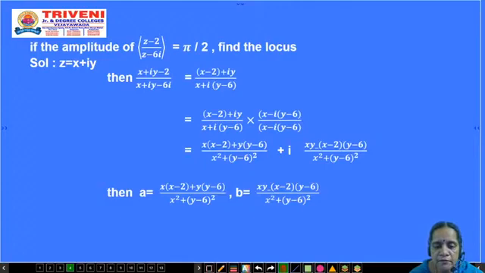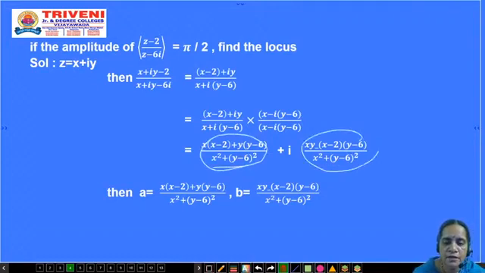The real part will come one side and the imaginary part this side. What is the real part here? X into x minus 2 plus y into y minus 6 by x square plus y minus 6 whole square, and the imaginary part is xy minus of x minus 2 into y minus 6 by x square plus y minus 6 whole square. Here we take this value as a and this value as b.